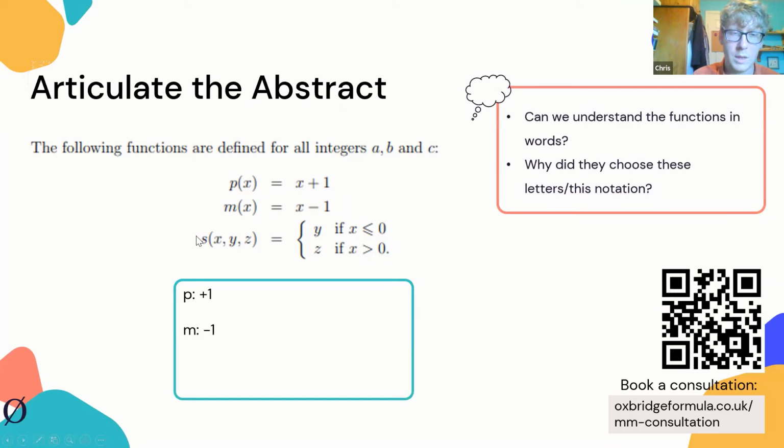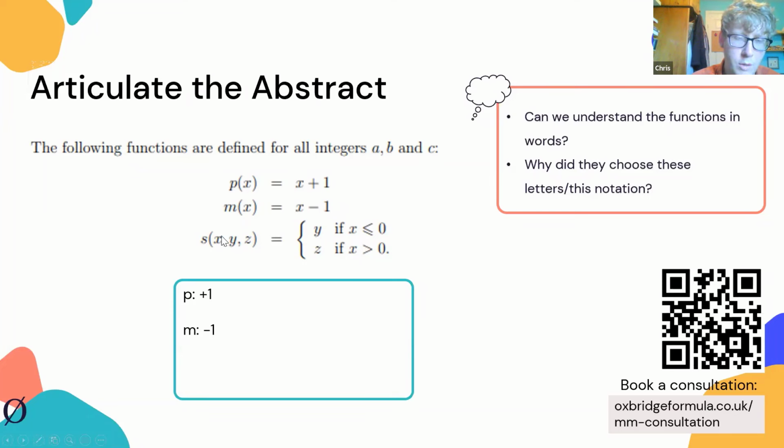And S, so this is the one that looks a little bit more complicated. If we look, it says S of X and Y and Z equals, then on the right-hand side, the answer is always either Y or Z. So it's actually just selecting one out of Y and Z, and it selects Z if X is positive, and Y if X is negative. So X is like the switch.